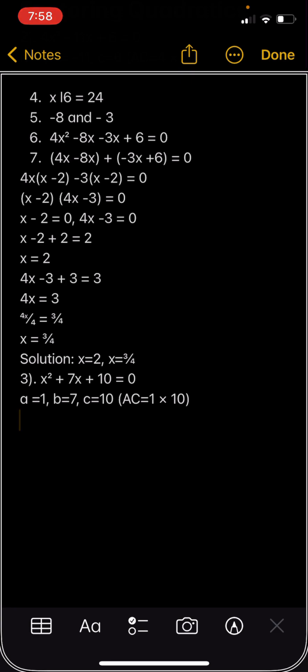Good. So A times C is 1 times 10, and that will be equal to 10. Sorry for the few mistakes, all right? So 1 times 10 is equal to 10. Which two factors of 10 will add or subtract to give us 7? I think we can figure that out. 5 and 2.